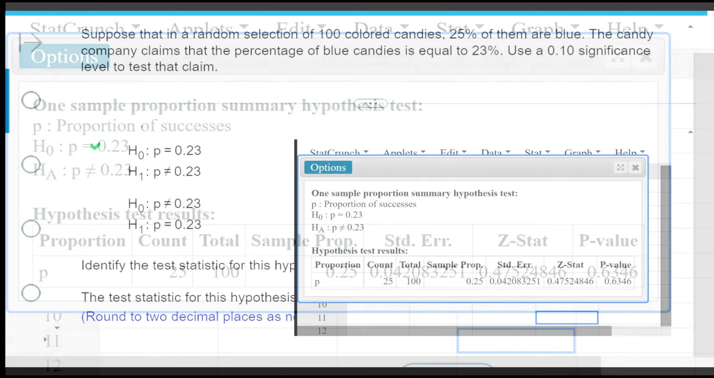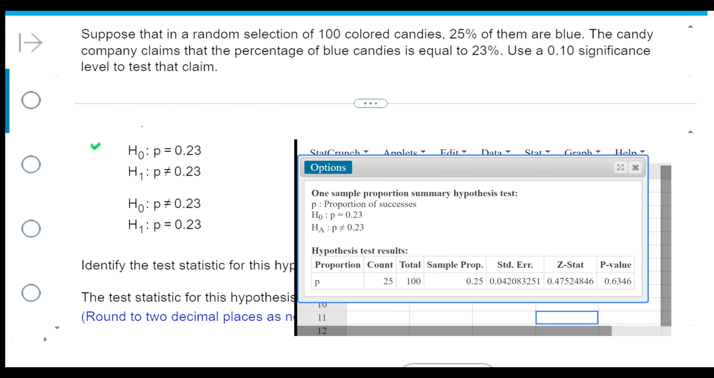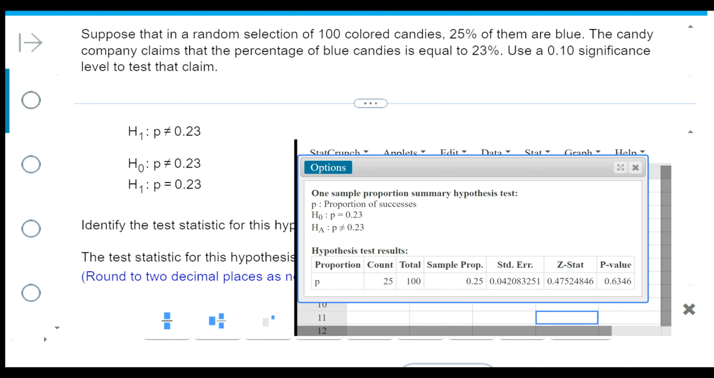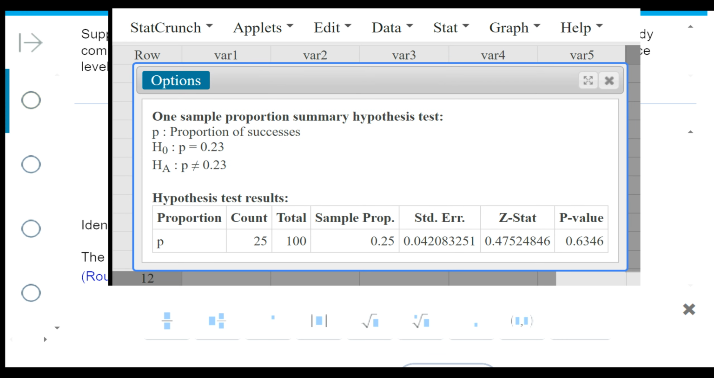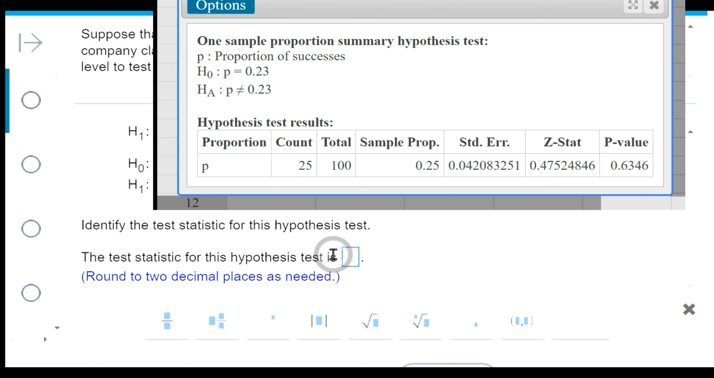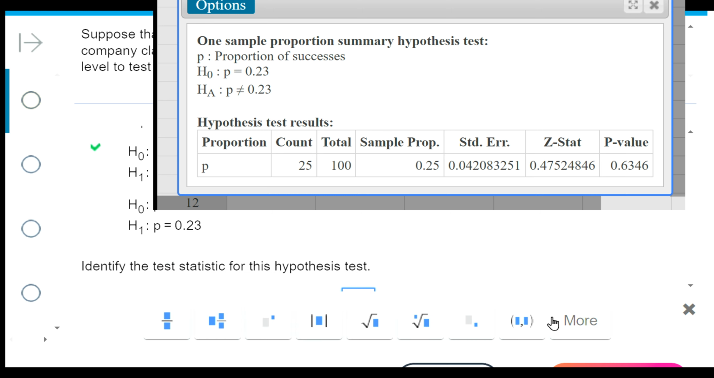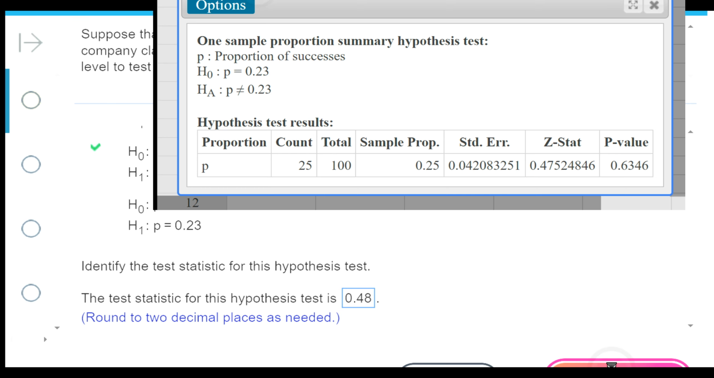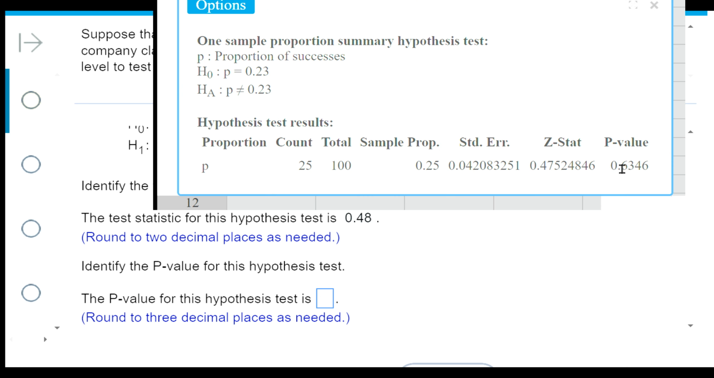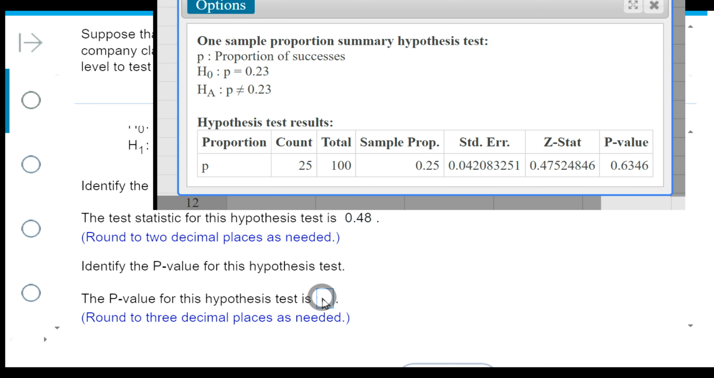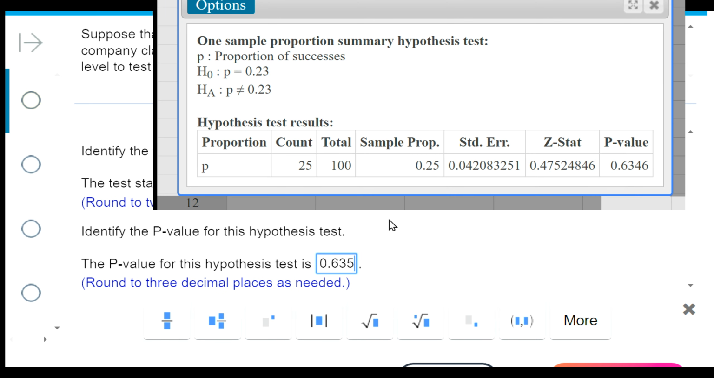So going back over here then, I shall say that the test statistic is 0.48 because it's rounded to 2 decimal places. 0.48. Good job. Find the p-value. Well, it's 3 decimal places, so 0.635. Super.